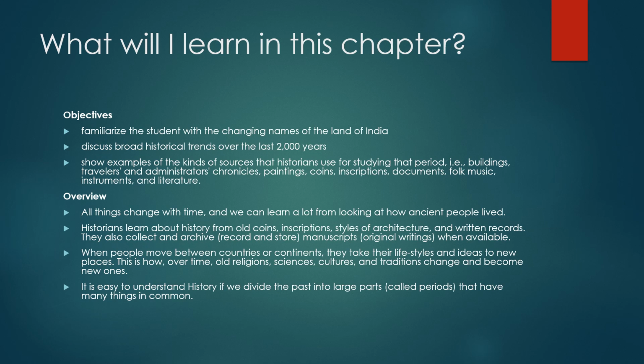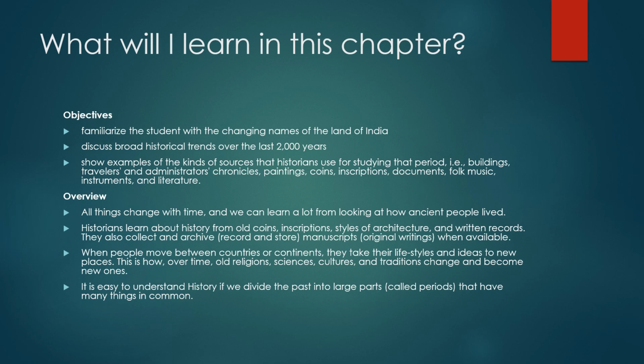literature. The overview of the chapter is: all things change with time, and we can learn a lot from looking at how ancient people lived. Historians learn about history from old coins, inscriptions, style of architecture and written records. They also collect and archive manuscripts when available.